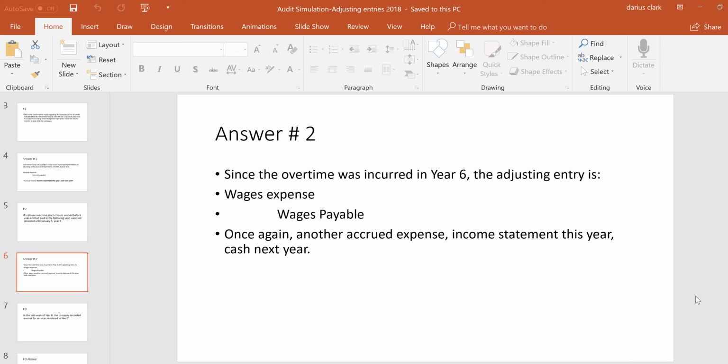Just another accrued expense. Income statement this year, cash next year. The auditor is interested in these expenses being included in this year's income statement. And the auditor will say, if you don't include this, I can't give you an unmodified opinion, because you're cooking the books. You're making net income higher by leaving out these expenses.